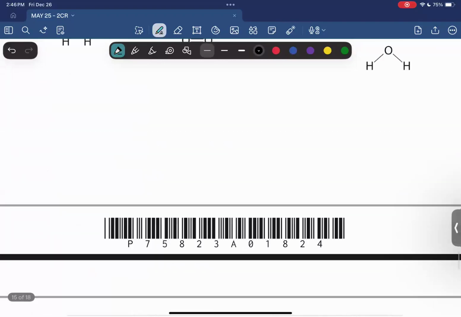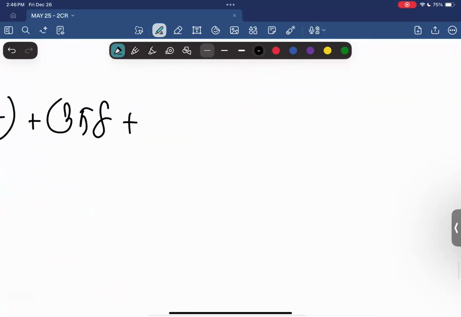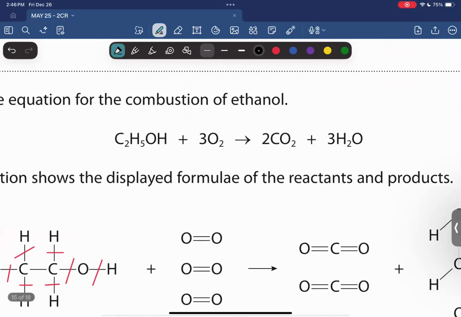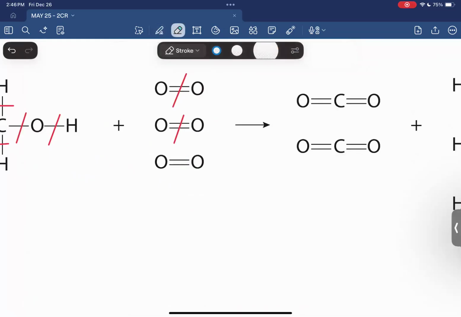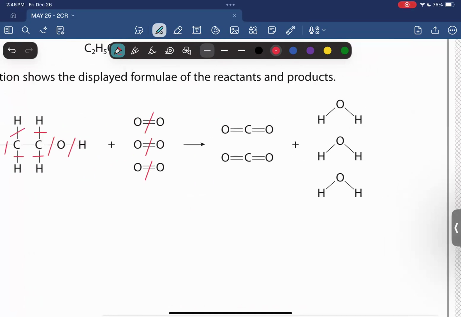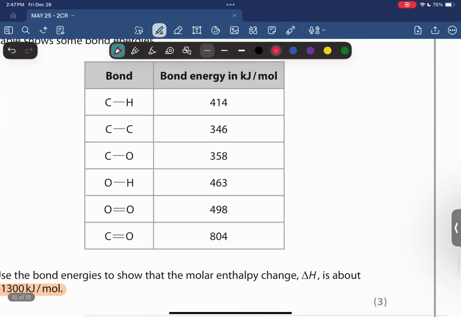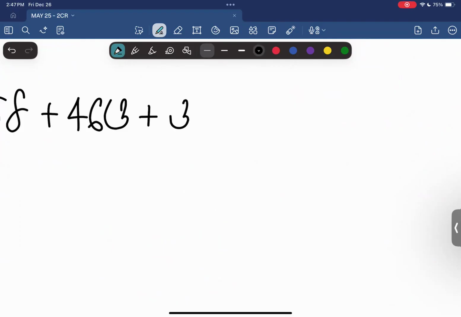This bond is being broken, O-H, which is 463. Now, in the end we have to see the bonds of oxygen being broken. The oxygen double bond: 1, 2, 3. Three bonds of oxygen are being broken. Oxygen is 498, plus 3 times 498.